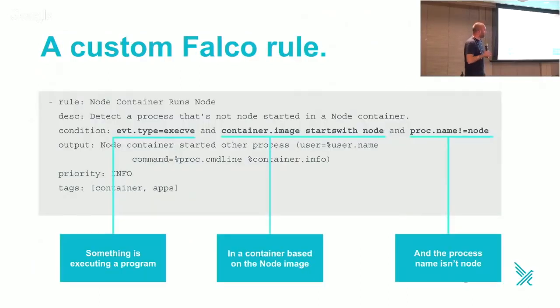So let's look at another rule real quick. With this rule, we want to try and detect a process that's not node started in a node container. So somebody's spawning a process using the system call execve, and the container image starts with node. There's a whole bunch of conditions or logic that you can use for your rules. So we see equals, greater than, less than, all of those sorts of things. And then there's starts with, ends with, contains, other things like that as well. So the container image starts with node, and our proc name does not equal node. And then when that matches, we would get a rule that's fired off.